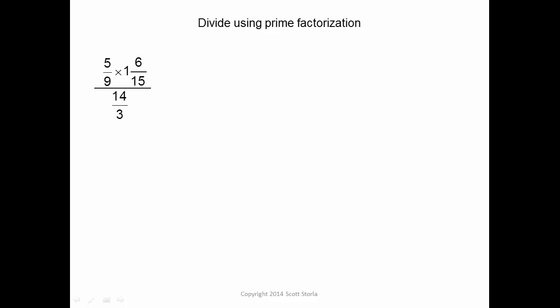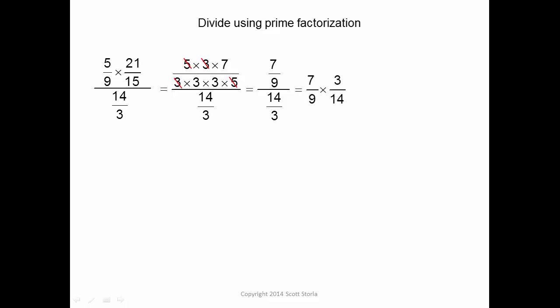For this last problem, let's combine multiplication and division. My first step would be to change the 1 6/15 to 21/15. Then, because of the implicit grouping in the numerator, I'd multiply first. After prime factoring and reducing common factors, our numerator would become 7/9. Then, taking the reciprocal of the denominator and multiplying, I'd again prime factor and reduce to get my final quotient of 1/6.